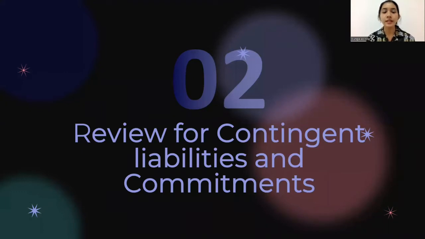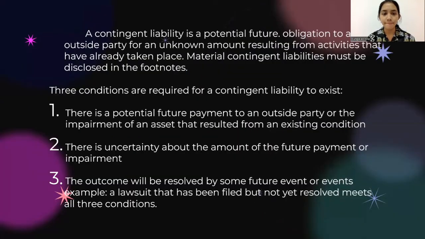And then the second one is review for contingent liabilities and commitments. A contingent liability is a potential future obligation to an outside party for an unknown amount resulting from activities that have already taken place. Material contingent liabilities must be disclosed in the footnotes.